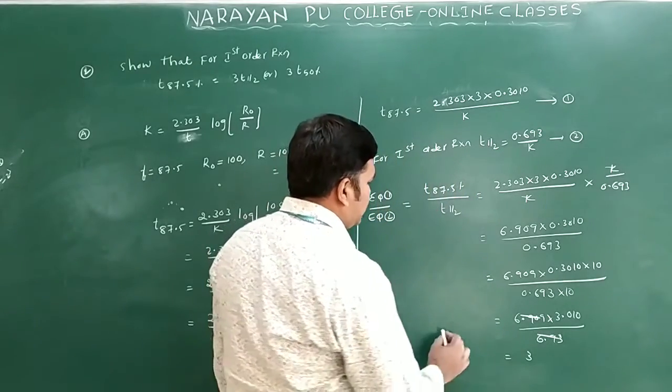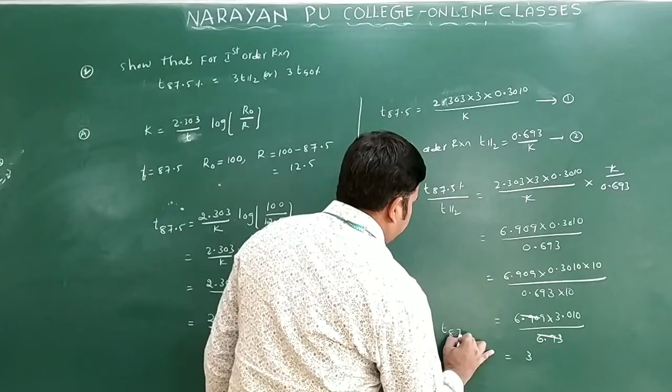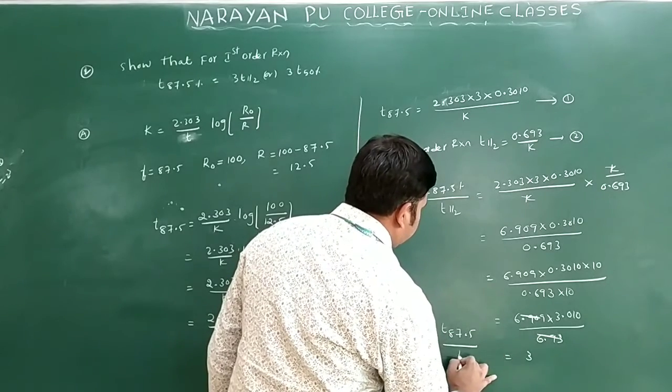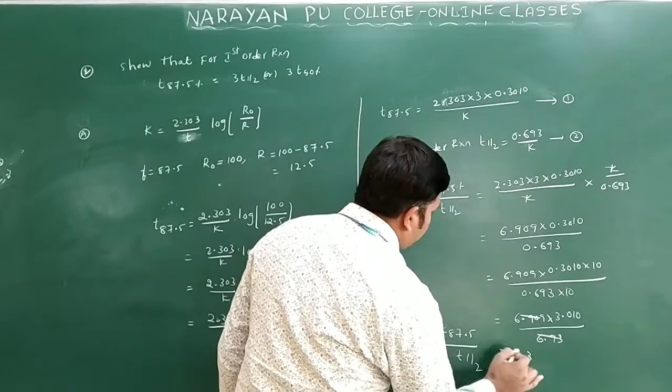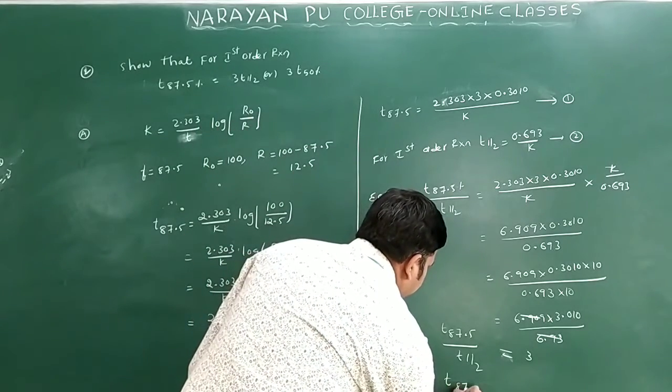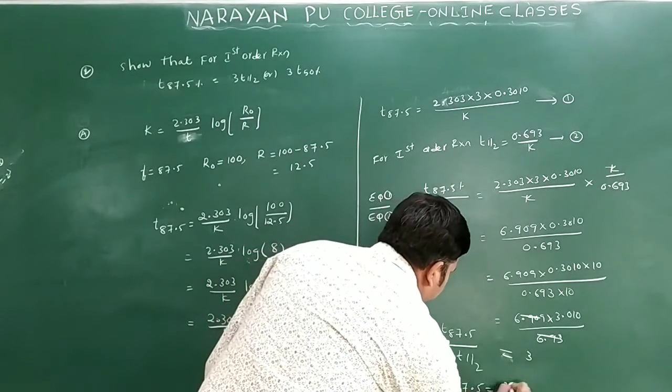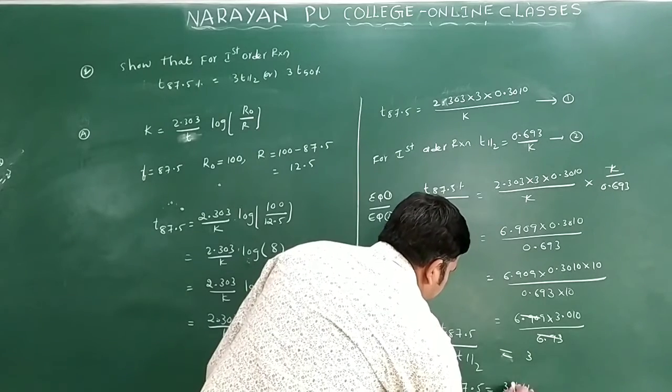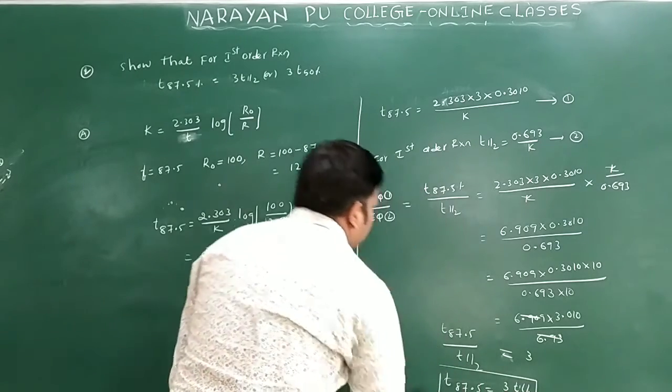So from this what do you get here? T 87.5% by T half, how much did you get? 3 you got. What is the relation you will get? T 87.5% is equal to 3 into T half. Got the relation?